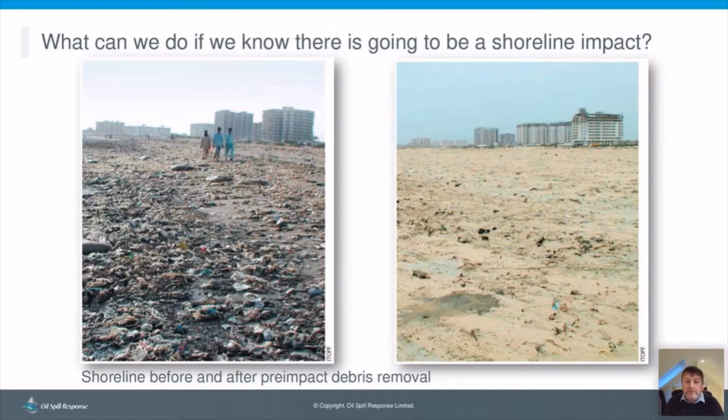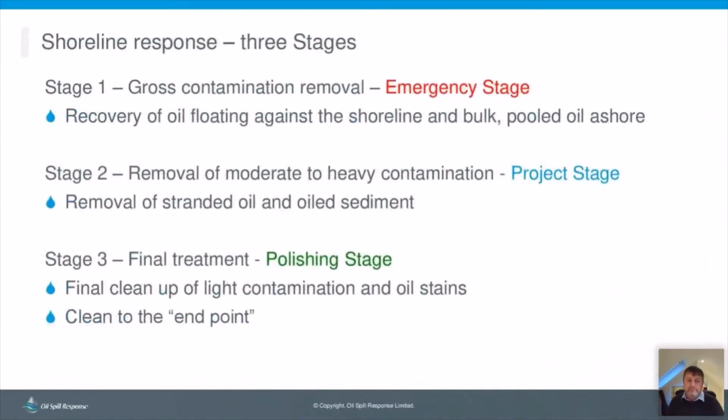When the oil arrives on the sandy shoreline, there are certain things we can do to clean it up. There are 3 stages to a shoreline response. Stage 1, gross contamination removal. Stage 2, removal of moderate to heavy contamination, and then stage 3, final treatment. That's getting to our end point, basically, the point at which we're going to step away from the shoreline.